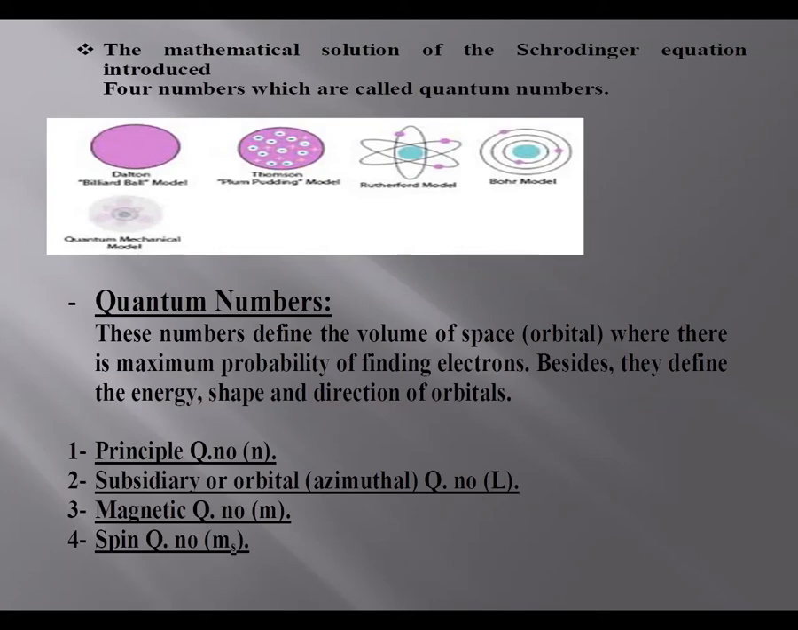The mathematical solution of the Schrödinger equation introduced 4 numbers, which are called quantum numbers. What about those 4 quantum numbers? Those numbers define the volume and space where there is a maximum probability of finding the electron. Besides, they define the energy, shape, and direction of orbitals. Those 4 quantum numbers are the principal quantum number, subsidiary quantum number, magnetic quantum number, and spin quantum number.